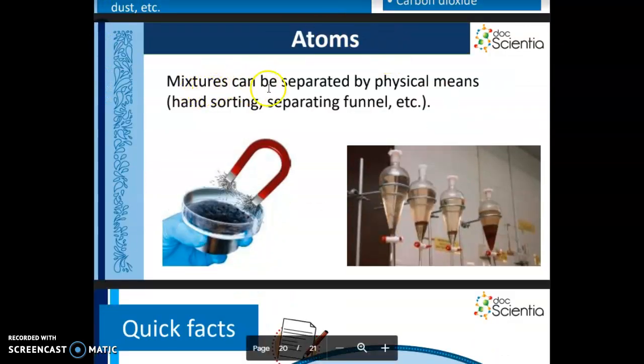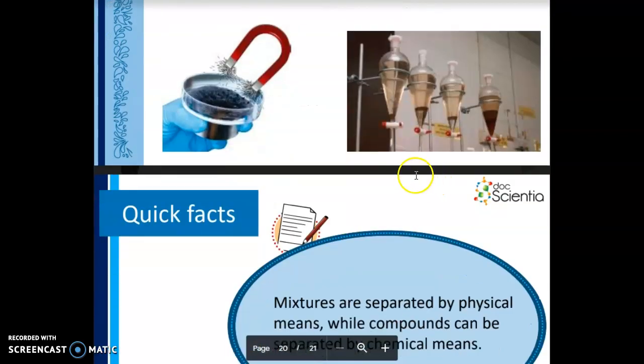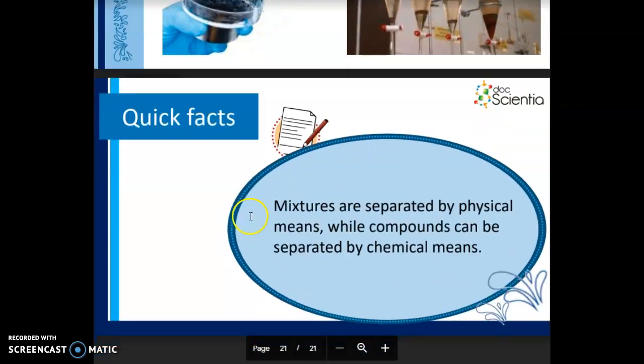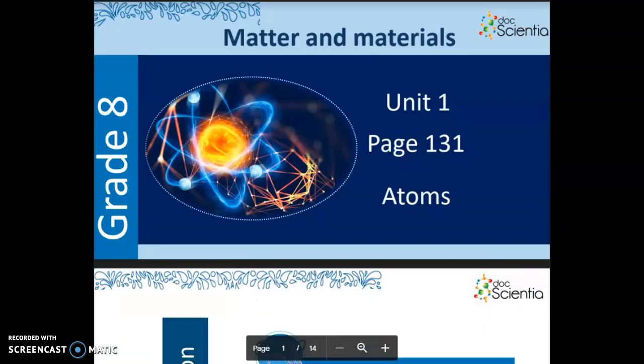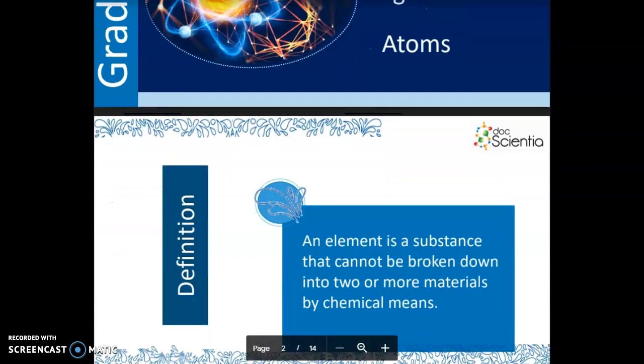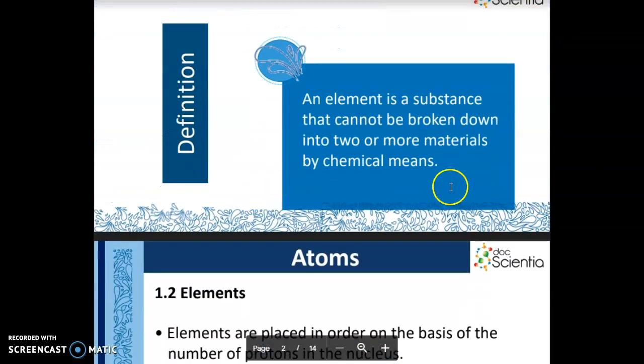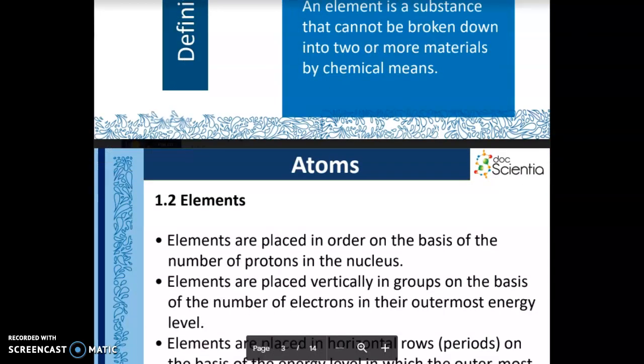Atoms. Mixtures can be separated by physical means like hand sorting, using a separating funnel, and so forth. Quick facts. Mixtures are separated by physical means, while compounds can be separated by chemical means. Here we are from page 131, and we're still on atoms. A definition. An element is a substance that cannot be broken down into two or more materials by chemical means, so it's in its original form.